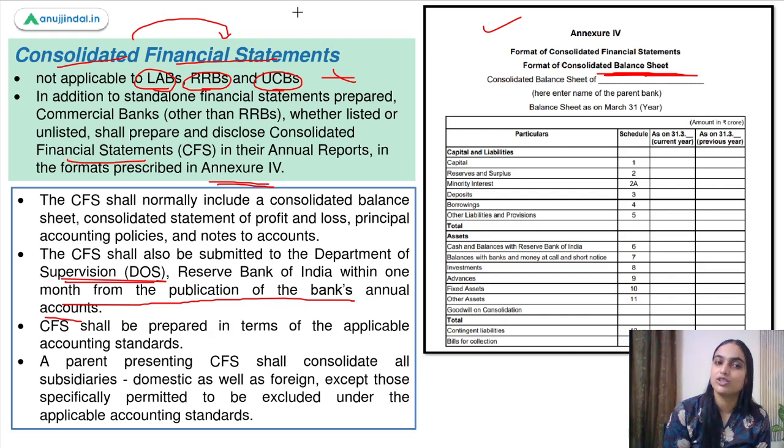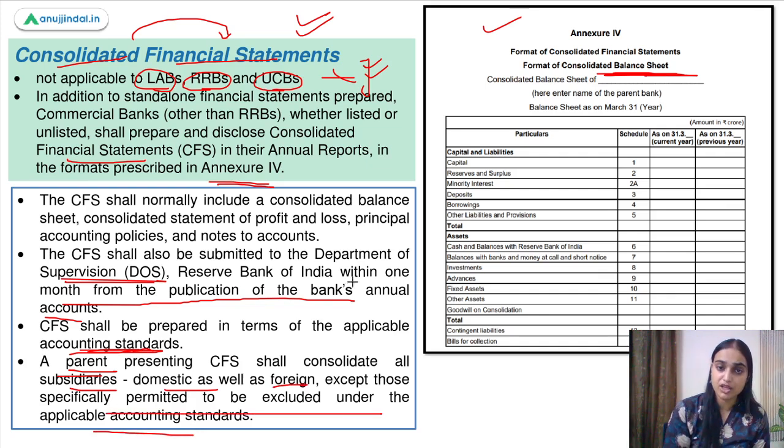So banks ko consolidated financial statements bhi banani hai. Exceptions are these banks. Us consolidated financial statements mein aapki consolidated balance sheet hogi, profit and loss statement hogi, aur ye sab inse related documentation aapko Department of Supervision ko bhi submit karna hota hai within a specified time period. And this consolidated financial statement should be prepared as per the accounting standards only. And if there is a parent company, then it needs to present the consolidated financial statement where it will consolidate the subsidiaries, domestic, foreign, except those specifically permitted to be excluded. So agar koi parent company hai jiske alag alag subsidiaries hain, domestically located hain, foreign country mein located hain, un sab ki ek consolidated financial statement banani hogi usi parent company ko.